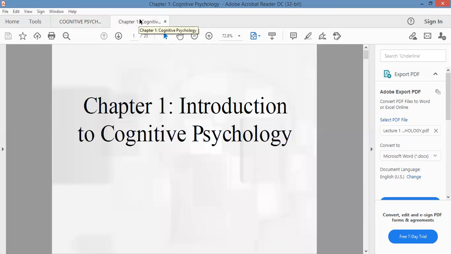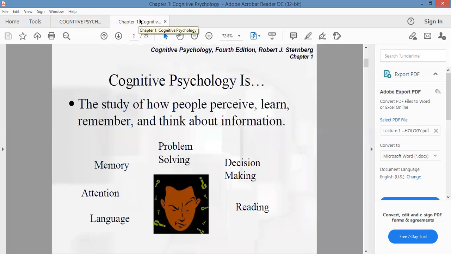Now, looking at the introductory part. Cognitive psychology, as it is defined, is the study of how people perceive, learn, remember, and think about information. It's mainly about the study of those mental processes. Such mental processes include memory, as well as attention, language, decision making, even reading and problem solving. These are all mental processes that roam around in our minds.